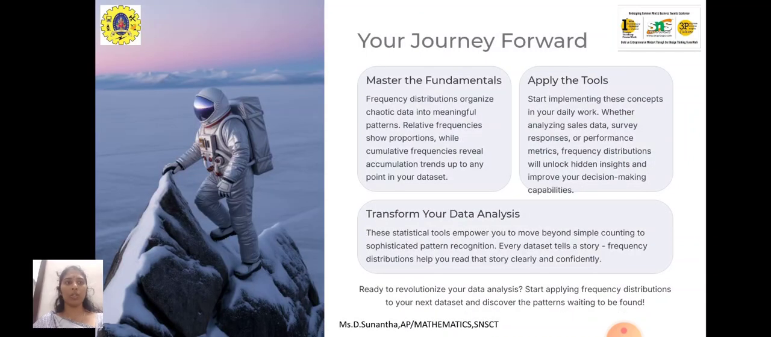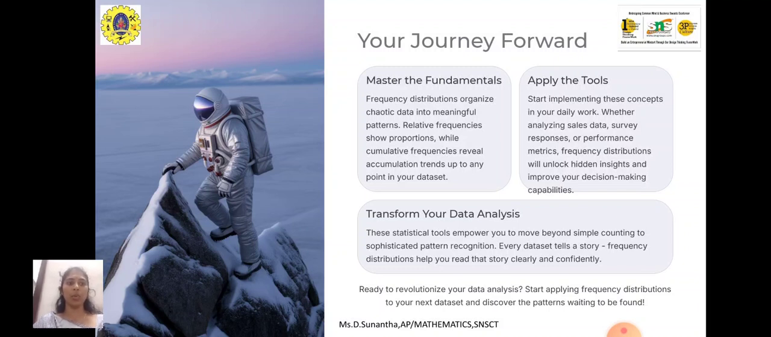Next is your journey forward. So master the fundamentals. The frequency distribution organizes chaotic data into meaningful patterns. Relative frequencies show proportions. So how to apply the tools? Start implementing this concept in your daily work, whether analyzing sales data or survey responses. This will be helpful. Next, transform your data analysis.